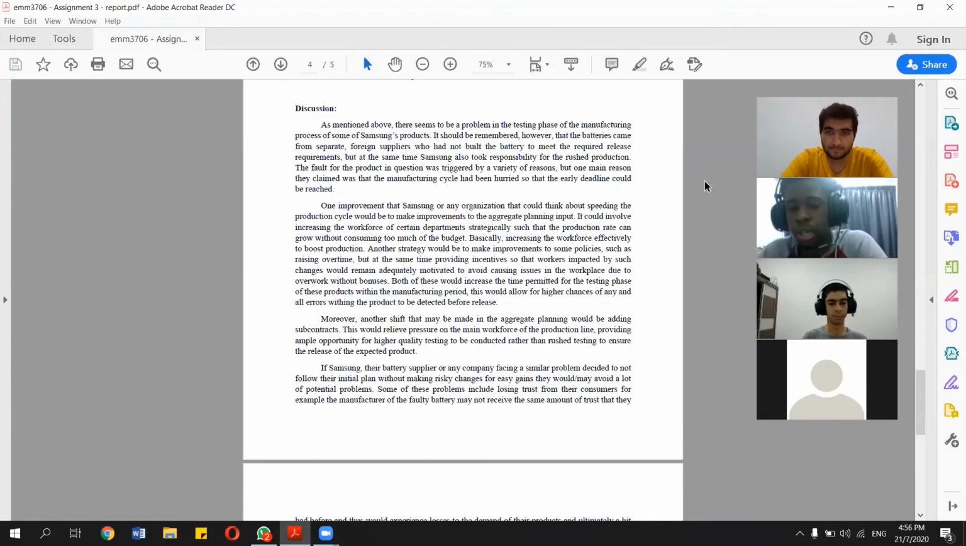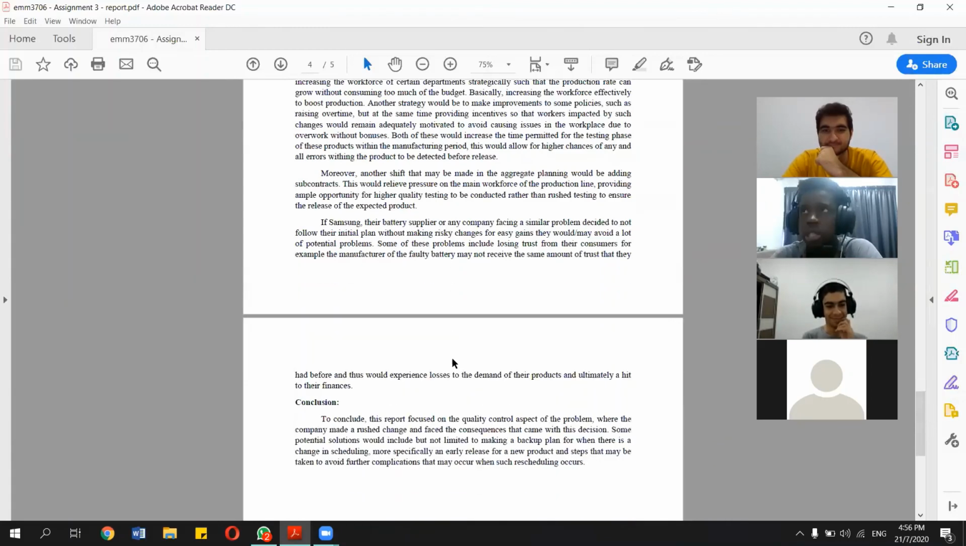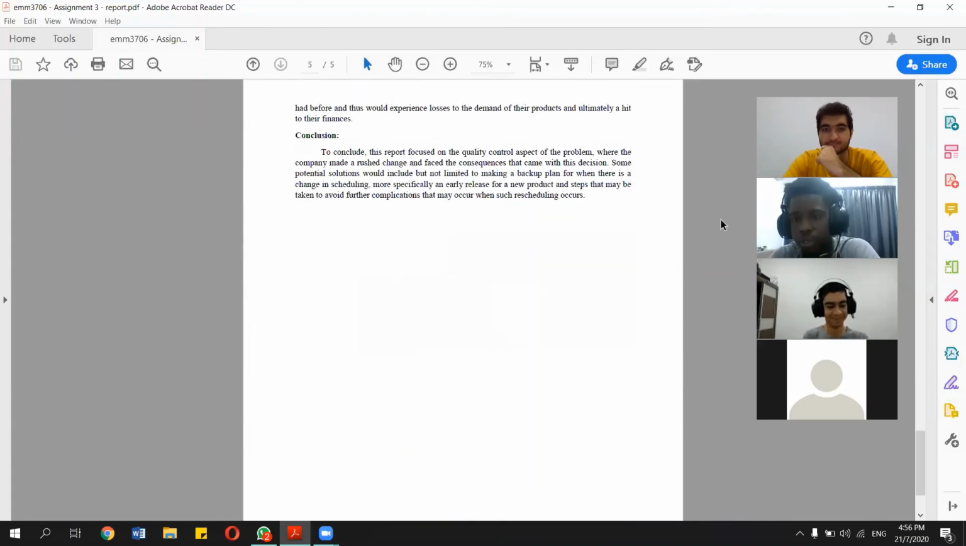Another change they might have made, also within aggregate planning, would be adding subcontracts. By adding subcontracts, you would take a lot of pressure off the main workforce. Basically, if they were able to make changes by giving out contracts, they would have enough time for the testing phase.